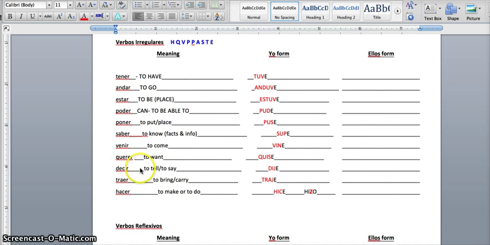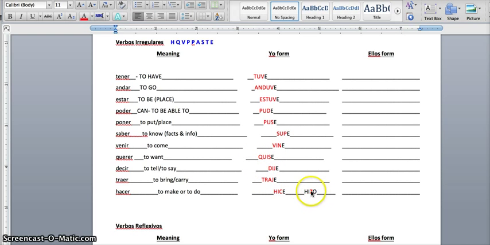Decir is to say or to tell. Traer is to bring or to carry. Hacer is to make or to do. Here's the yo forms of all of those verbs, and you're more than welcome to pause the video and copy them down. I suggest that you maybe even on the left here write out these stems that I've got highlighted in red. So you've got tuv, anduv, estuv, pud, pus, sup, vin, quis, dij, traj, and hic.